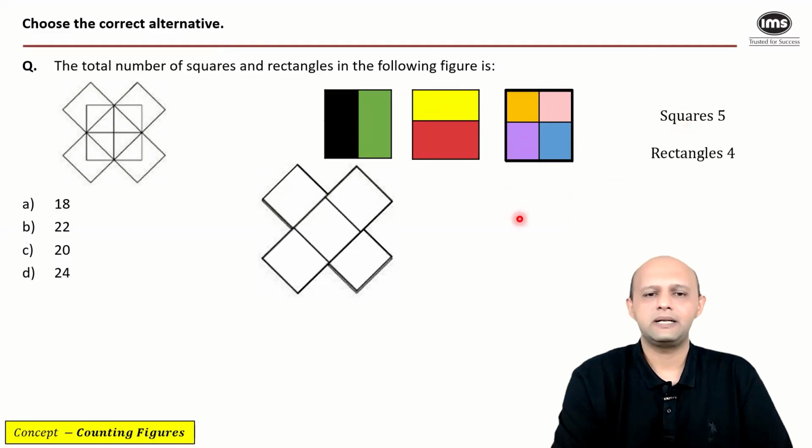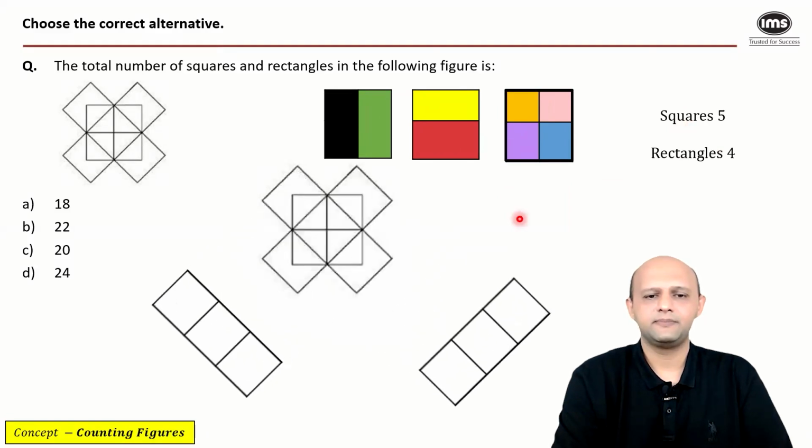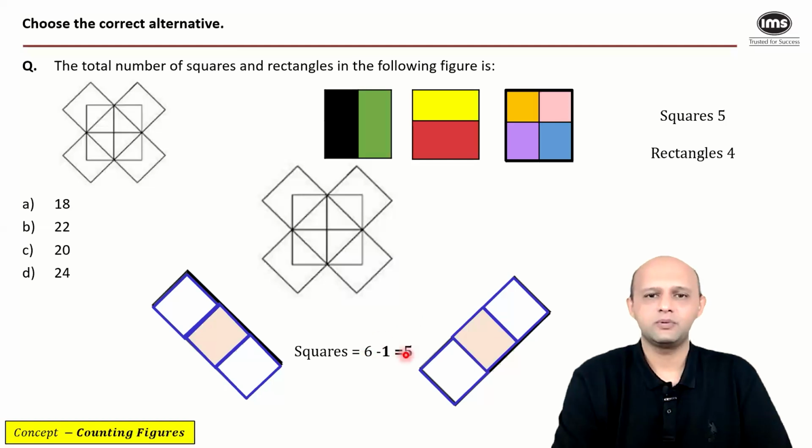Now if you look at these 2 patches, and just separate them and now count the number of squares first, you will see that there are 5 squares. Why 5? Let us check. 1, 2, 3, 4, 5, and 6. So you notice that there are 6 squares that we counted, but if you check, the one at the center is double counted. So therefore you have to drop it once. Therefore it is 6 minus 1, which is 5 squares.